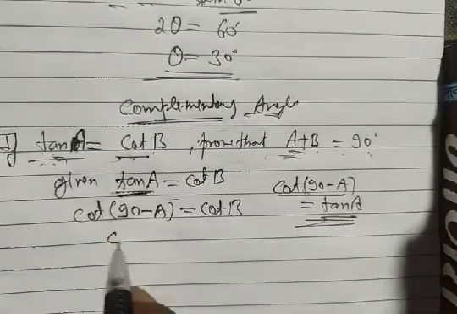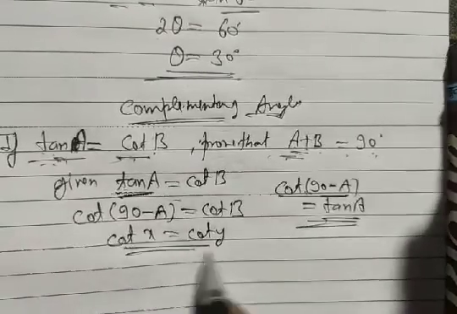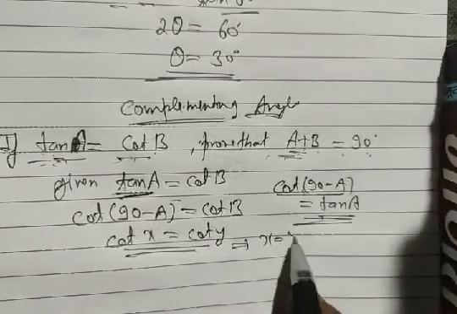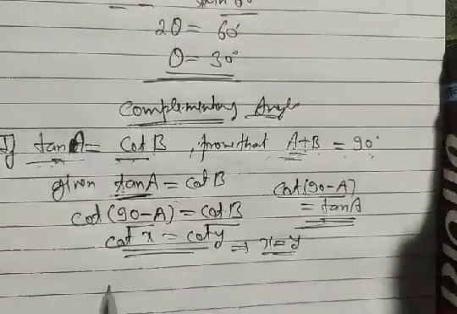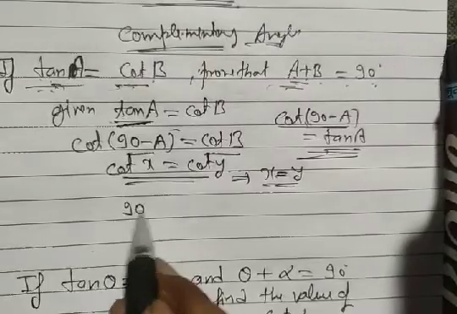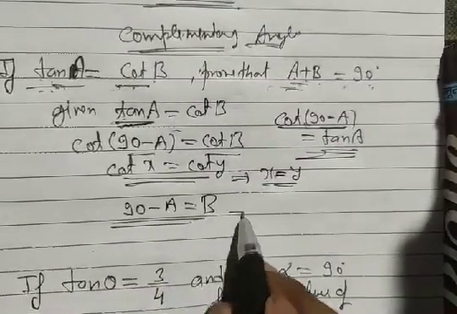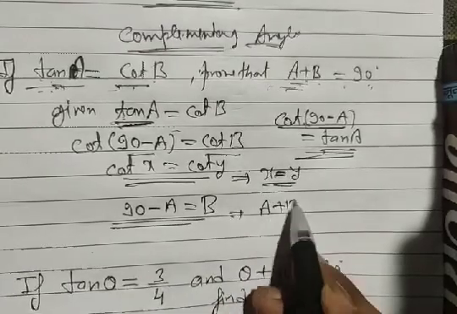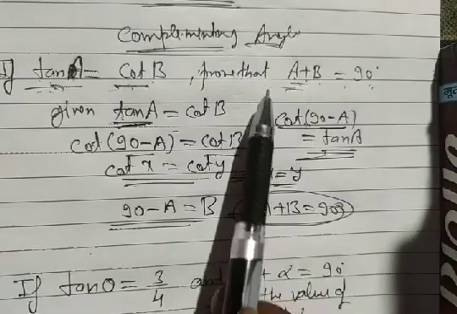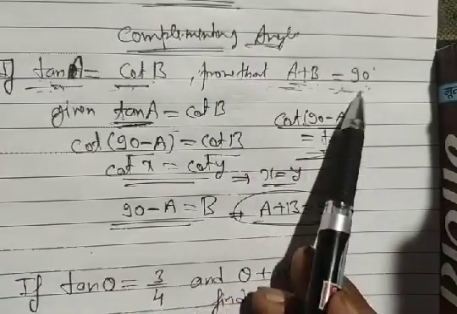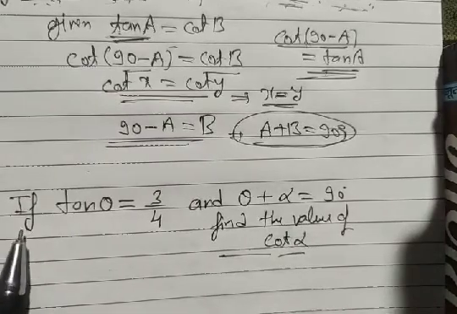Now if cot X equals cot Y, it happens only when the angles are equal. That means 90 minus A is equal to B. Then this gives A plus B equals 90 degrees. This is what we had to prove here. Now we are moving to our next problem.